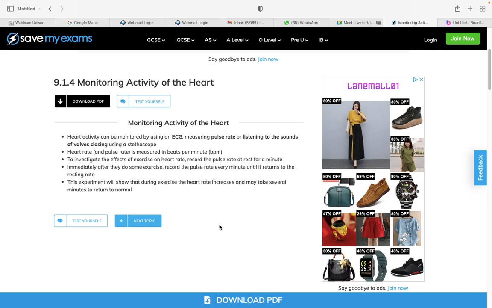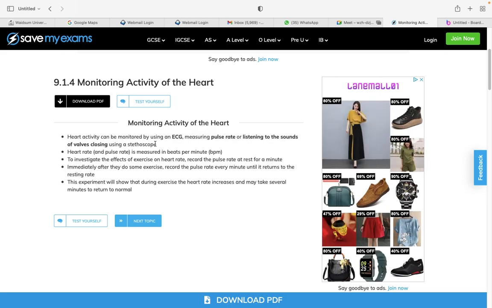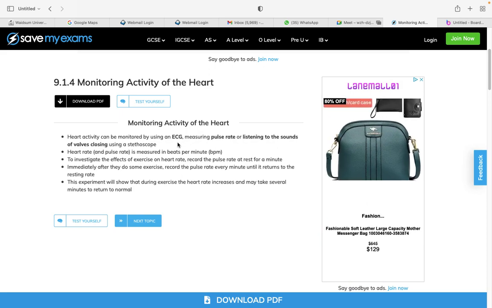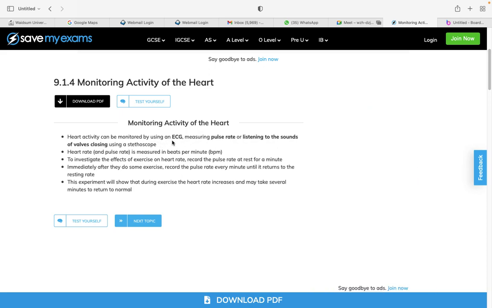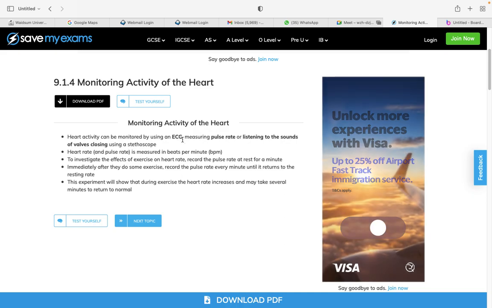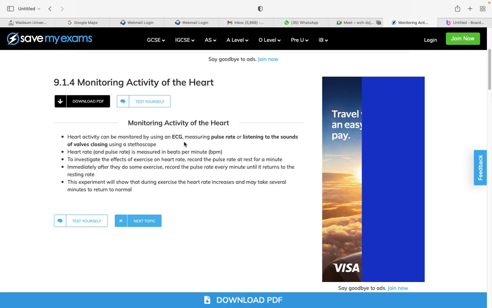Monitoring activity of the heart. Let's take a look at this briefly and then move past it. The heart activity can be monitored using what we call ECG. You can monitor what is going on, how it's beating, the pulse rate, and whether there are any heart issues or heart diseases. This can be done with a machine called an electrocardiogram, ECG.